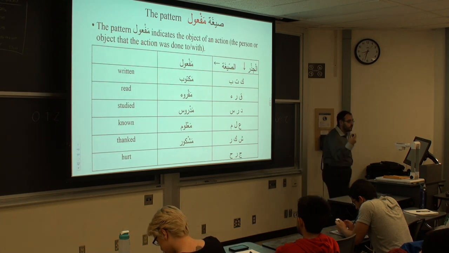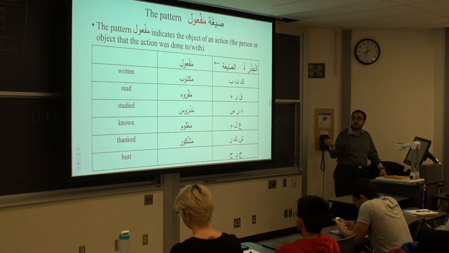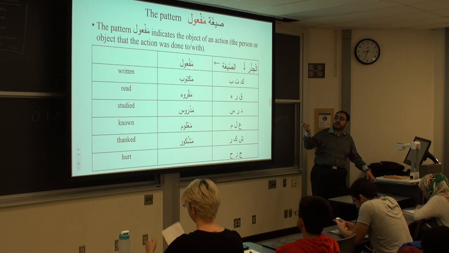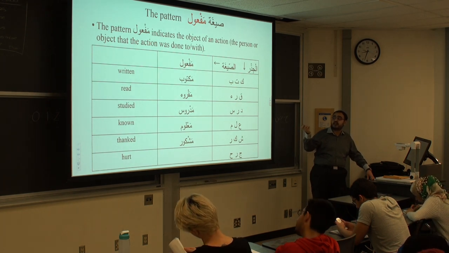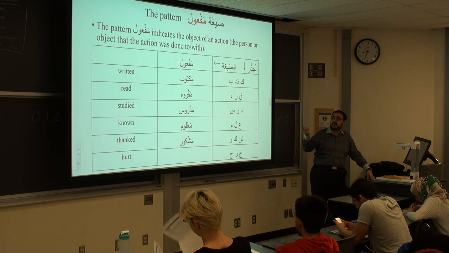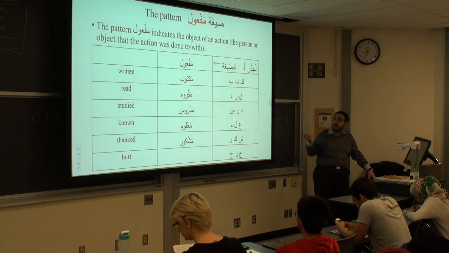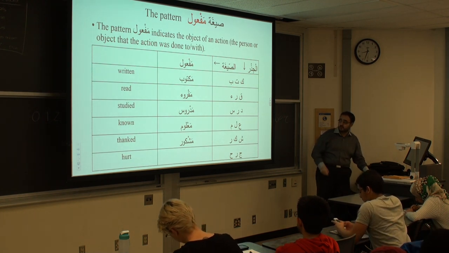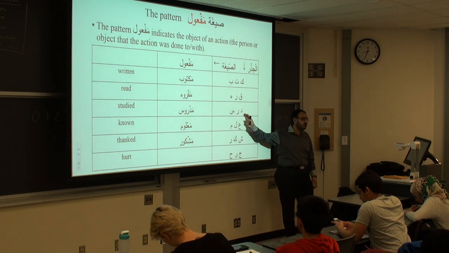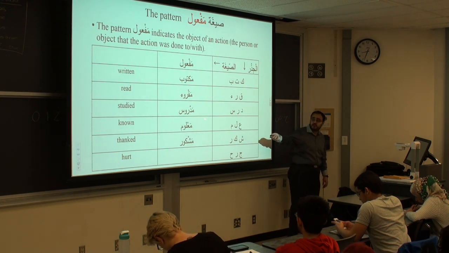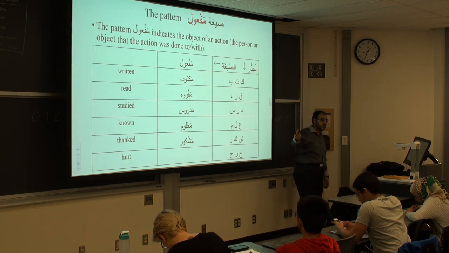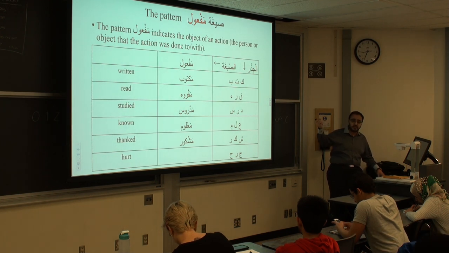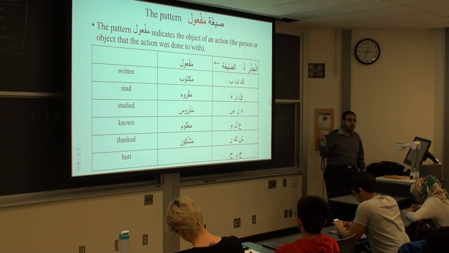Next one, it's madrus. Madrus, exactly. Again, how we formed it is by replacing the fa with the first letter of the root, which is the dal, the ayn with the second letter of the root, which is the ra, and the lam with the third letter of the root, which is the sin. Then you add the mim, the fatha, the sukun, and the waw, so it will be madrus. This root has to do with studying or learning. So madrus will be the learned or the studied, i.e. the material that is learned or studied. It will be the object of the action. And next one?